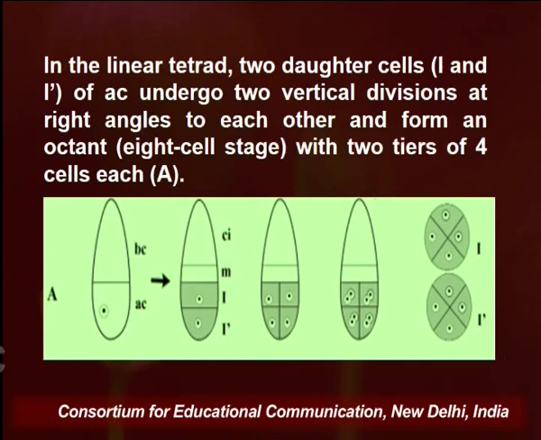In the linear tetrad, the 2 daughter cells L and L dash of the apical cell undergo 2 vertical divisions at right angles to each other, and they form an octant. The octant comprises 8 cells. This 8-celled stage has 2 tiers of 4 cells each, which you can see here. The 2 tiers have been put separately on the right hand side to give you an idea that there are basically 2 layers of 4 cells each.